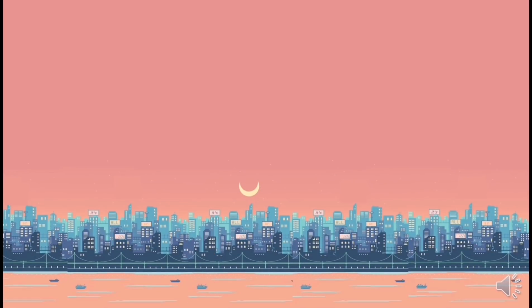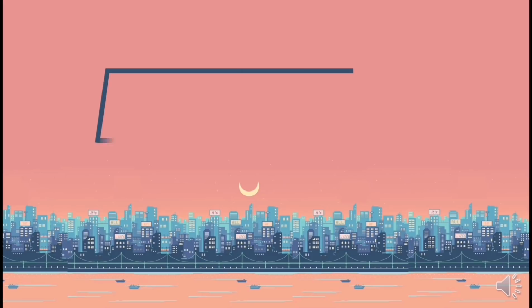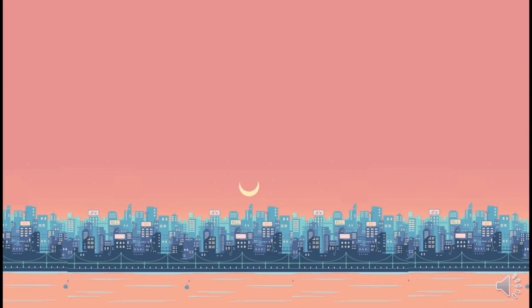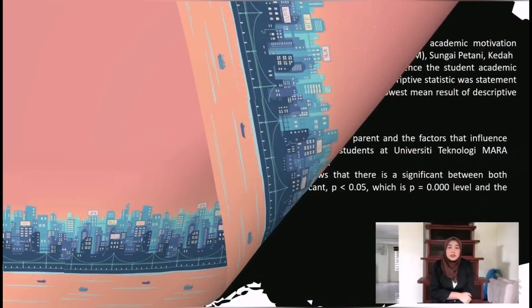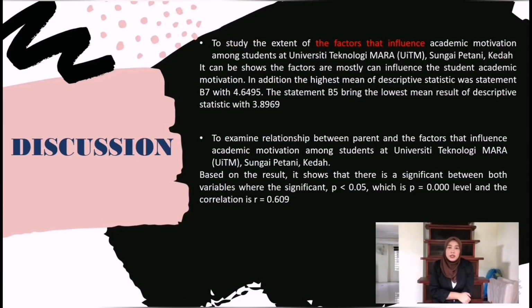Moving to the fifth chapter, which will cover the discussion and also the conclusions of our research. The first discussion is to study the extent of the factors that influence academic motivation among students at UiTM Sungai Petani Kedah. It can be shown the factors mostly can influence the academic motivation. From the result, the highest mean of the descriptive analysis is B7, with the value of 4.6495, and the lowest mean of the descriptive analysis is B5 with 3.8969.